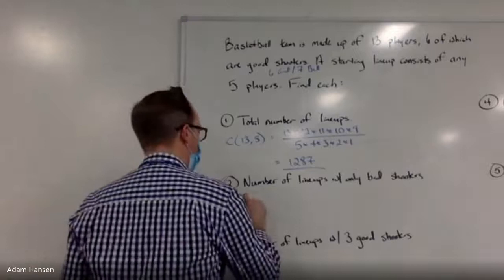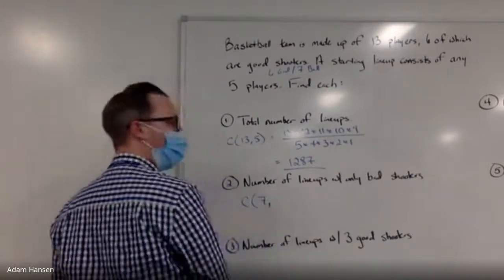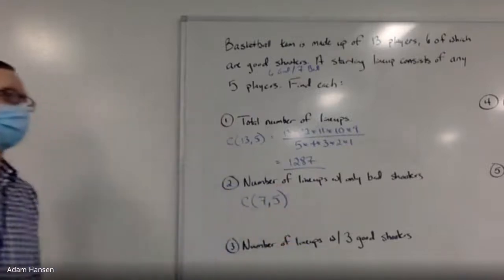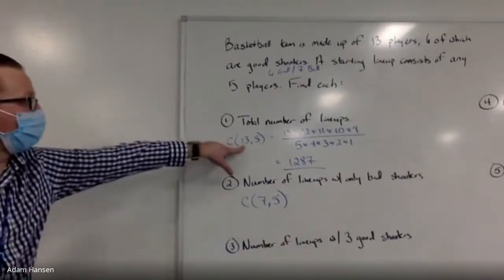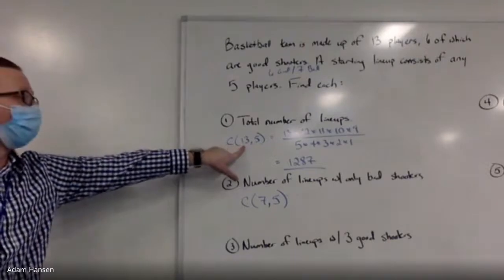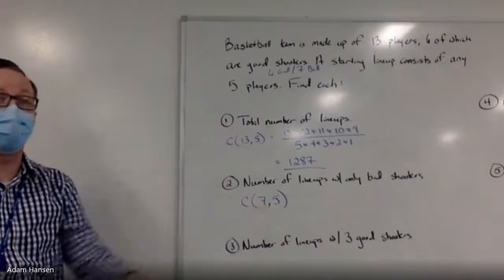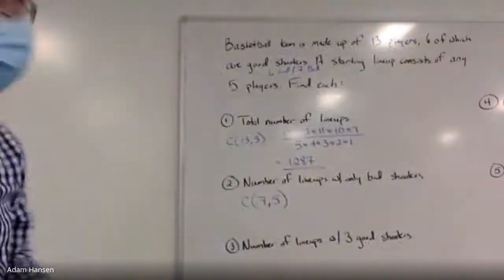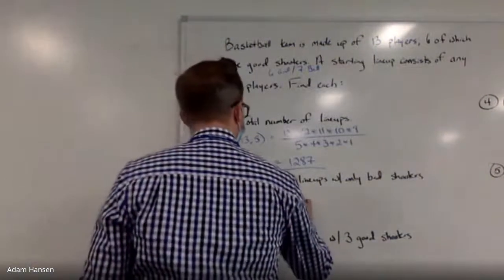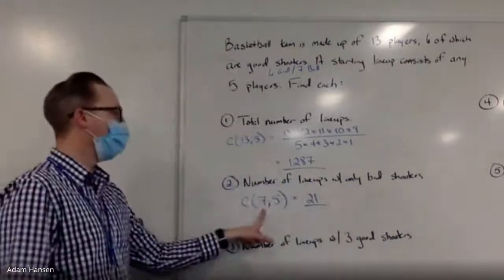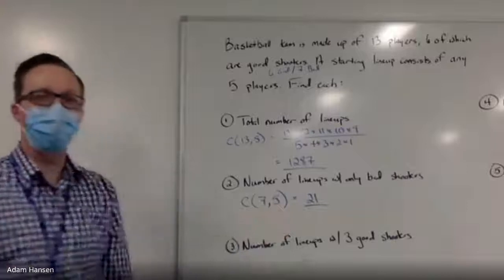Yeah. So my combinatoric would be 7 bad shooters, choose any 5 of them for a starting lineup. Rather than 13 choose 5 where it's all players, I want all bad shooters in the lineup. So it's 7 choose 5. Gives me 21. Of the 7 bad shooter players on the team, choose any 5 for the lineup.